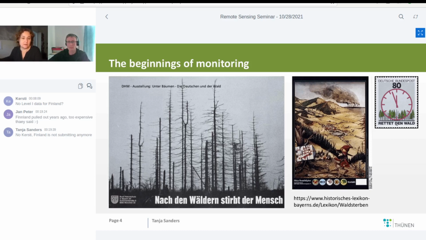And this is why the monitoring started, because people wanted to understand why the forests were dying. And they assumed, as you can see in this picture, that it was down to air pollution, which was very high, especially in those mountainous regions.